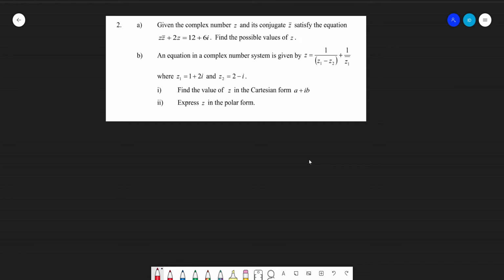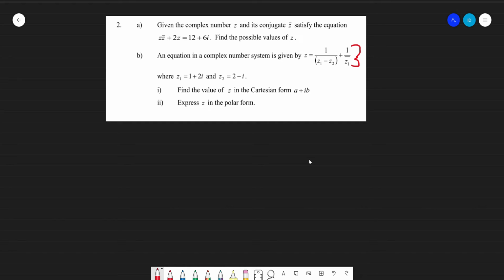Okay, so an equation in a complex number system is given by z is equal to 1 divided by (z1 minus z2) plus 1 over the conjugate z bar, where z1 is equal to 1 plus 2i and z2 is equal to 2 minus i. Find the value of z in the Cartesian form a plus ib, or a plus bi. Okay, so they gave us a value for two complex numbers, and then they gave us an equation, and they want us to find z.